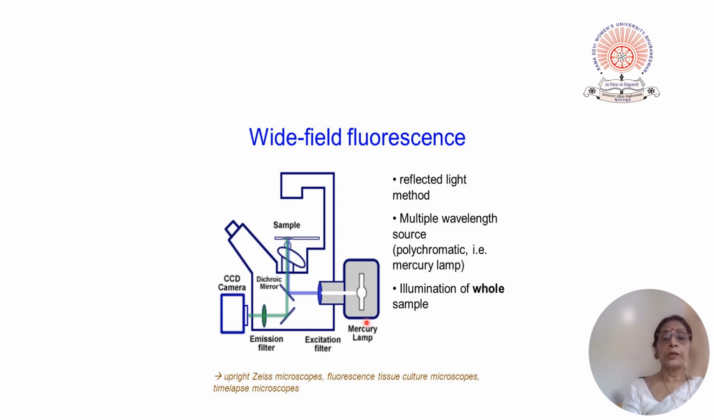These are the components of a wide field microscope. Here the sample is here. The mercury vapor lamp produces polychromatic light, and the light is selected and falls on the sample. The fluorescence wavelengths emitted by the sample are directed by the dichromatic mirror, and they are directed to the CCD camera that captures and creates the image.